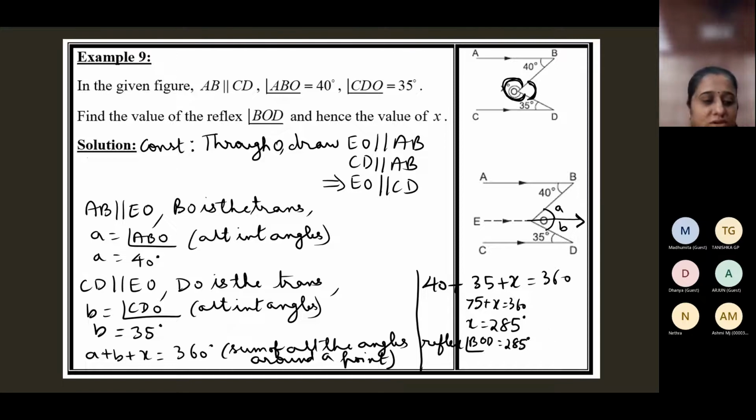I've continued here, children, after writing a plus b plus x is 360, because the sum of all the angles around a point is 360. You can see here, this is a, this is b, then the rest of it is x. Then I've continued here: 40 plus 35 plus x is 360, 75 plus x is 360.